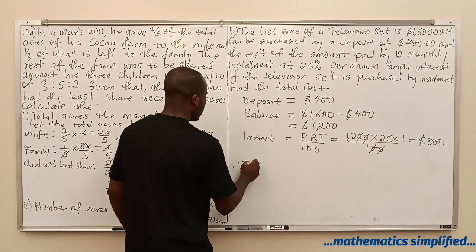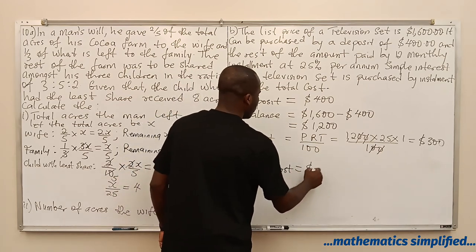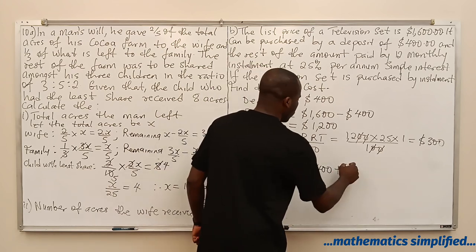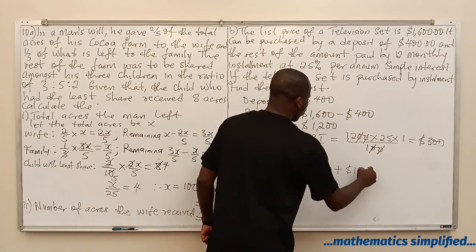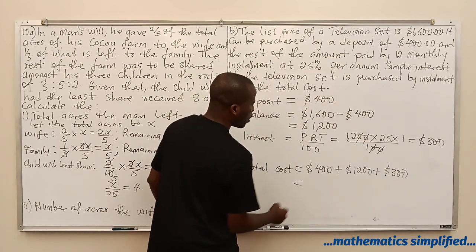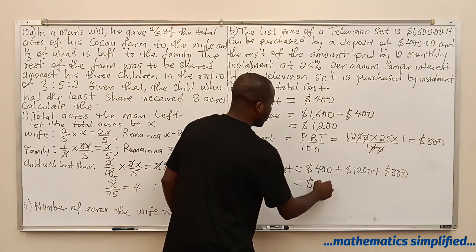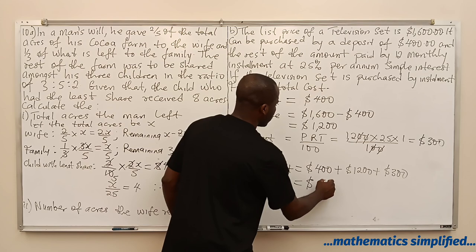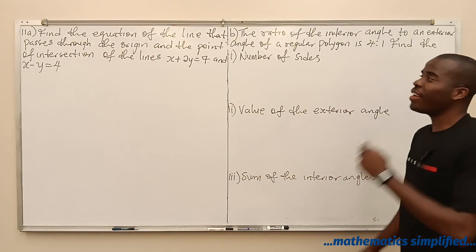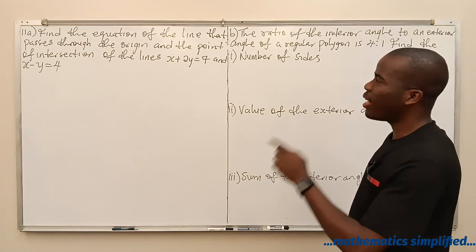Therefore, the total cost will be the initial deposit, 400, plus the principal, 12, plus the interest, 300. And if we sum all of them together, it will give us $1,500.